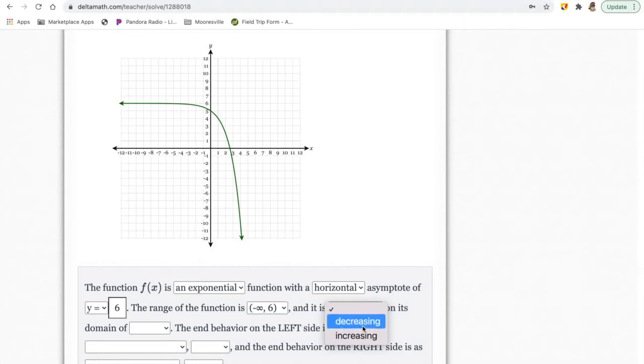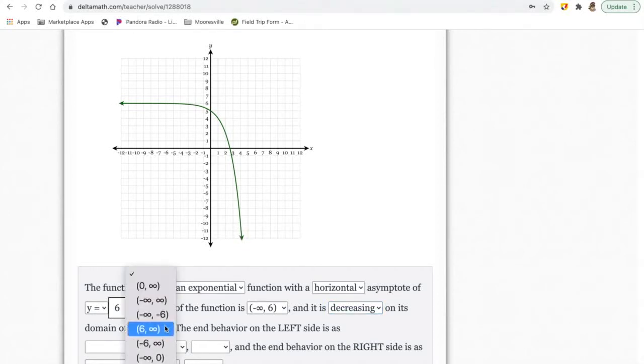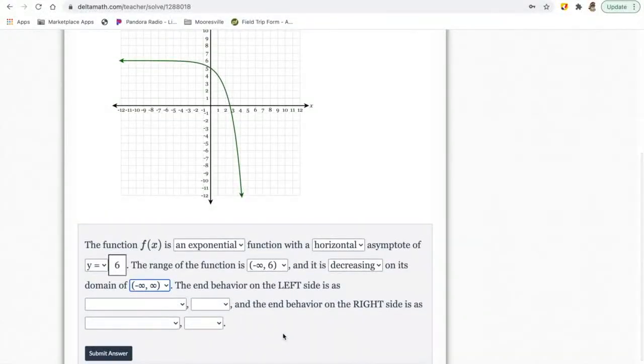And it is, well, as you move from left to right, that function is gradually going down, so it is decreasing. The domain of the function, well, it goes forever in the left direction and it goes forever in the right direction, so that is all real numbers, which would be from negative infinity to infinity. And then for the end behavior, on the left side, as x approaches negative infinity, so we can write that down. As x approaches negative infinity, what is y doing? Well, y is approaching that asymptote, 6.